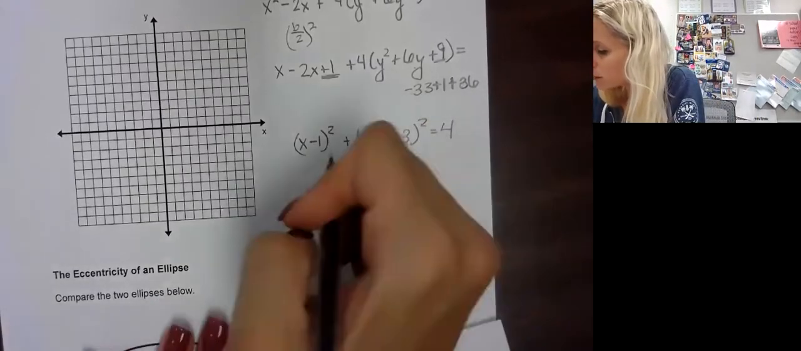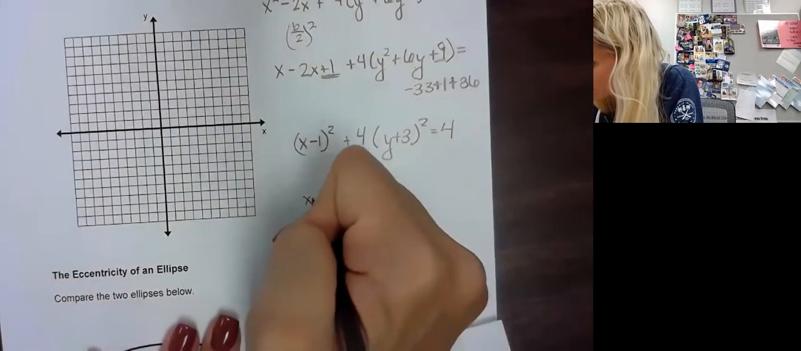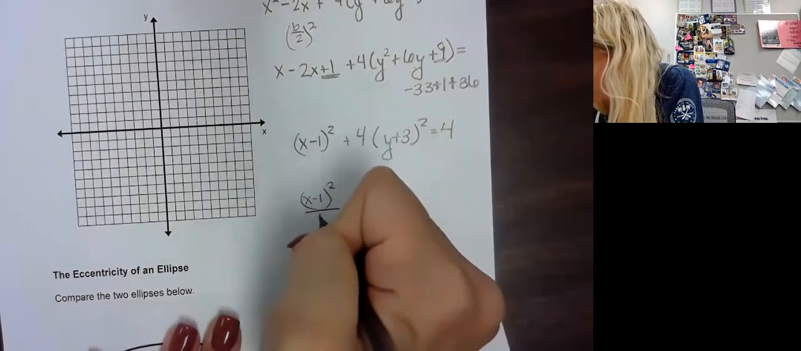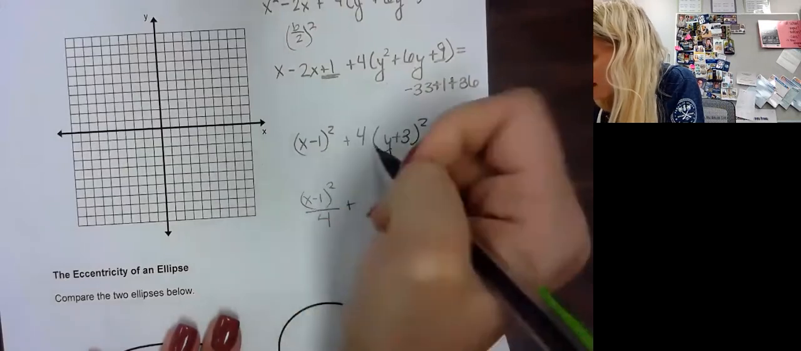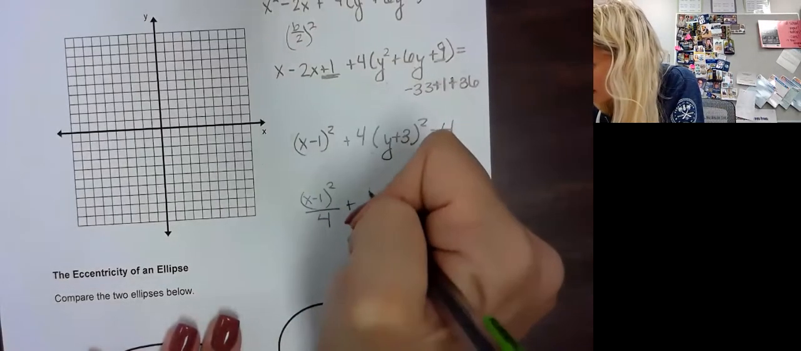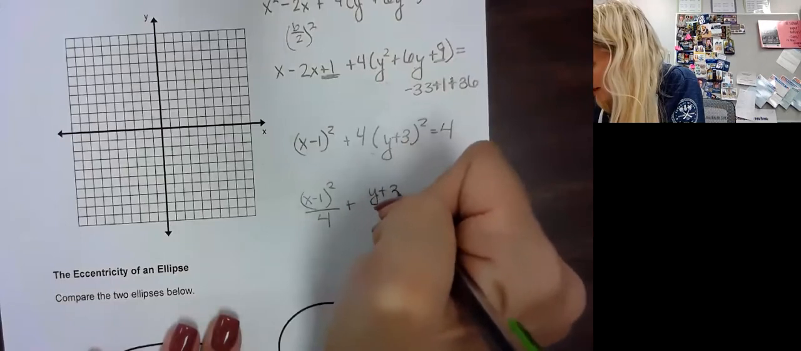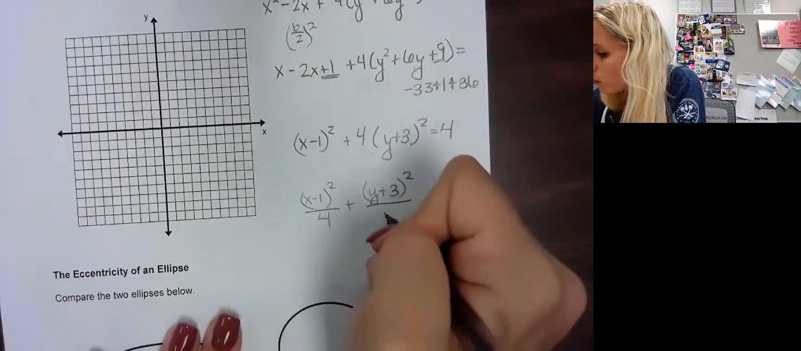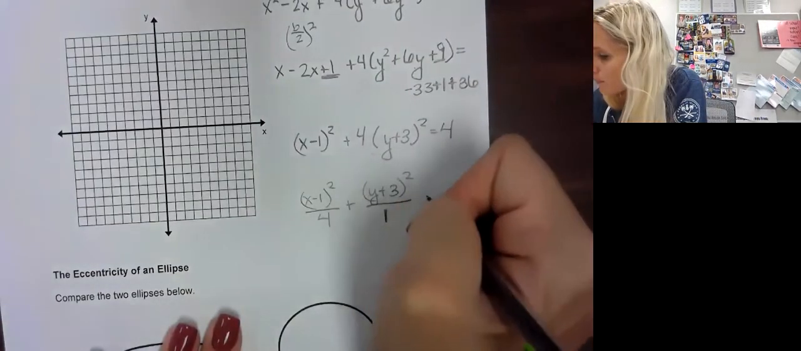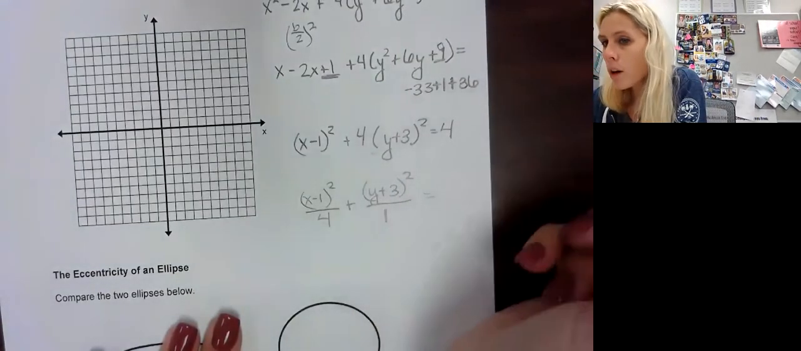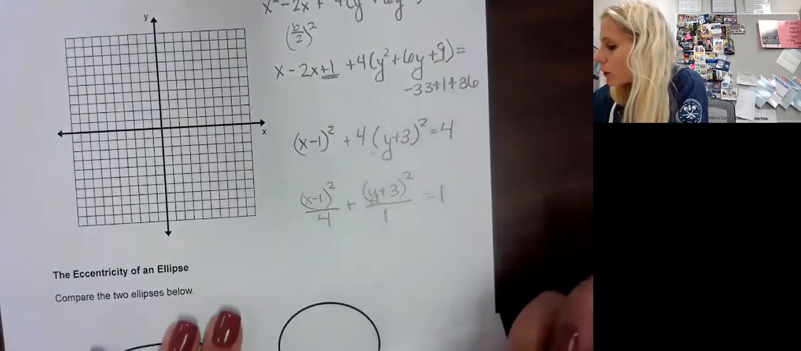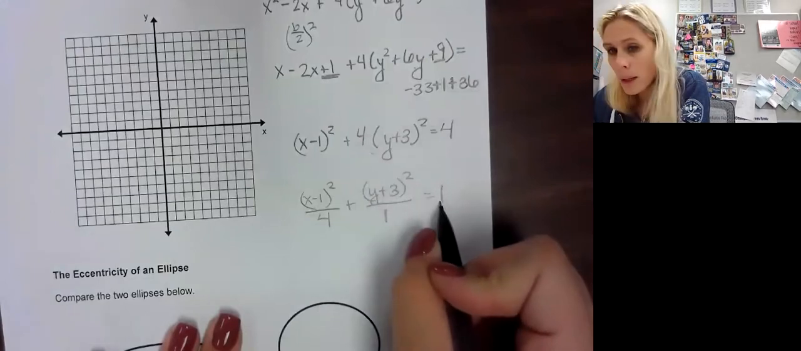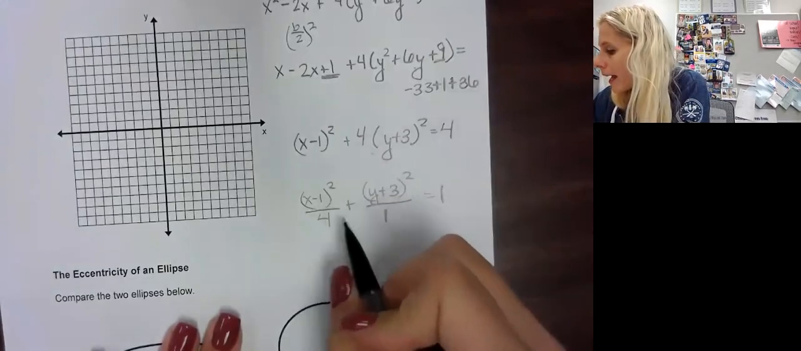So if I divide both sides by 4, I get (x − 1)² over 4 plus, if I divide this by 4, I get (y + 3)². Now, of course, that leaves me with 1 in the numerator. And on the right side here, 4 divided by 4 is 1. So now you can see it is an ellipse because we have the addition, it equals 1. Now we have our a and our b.